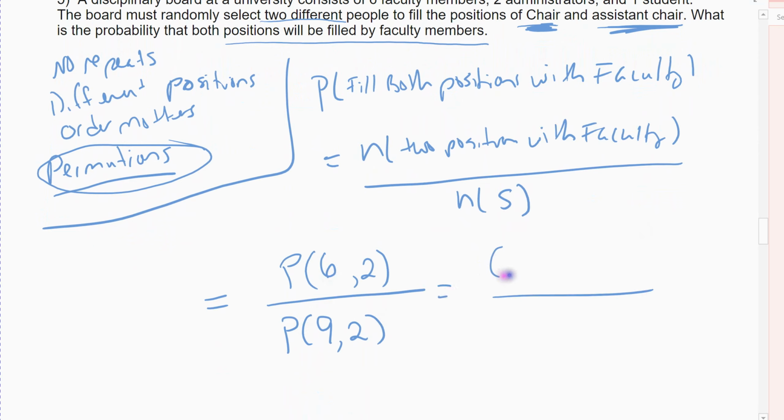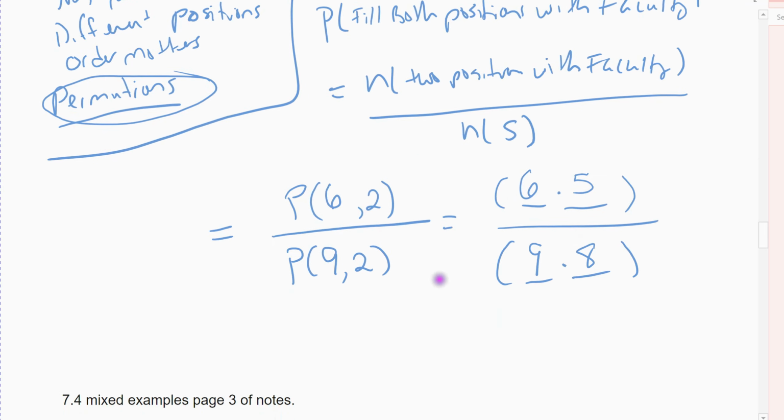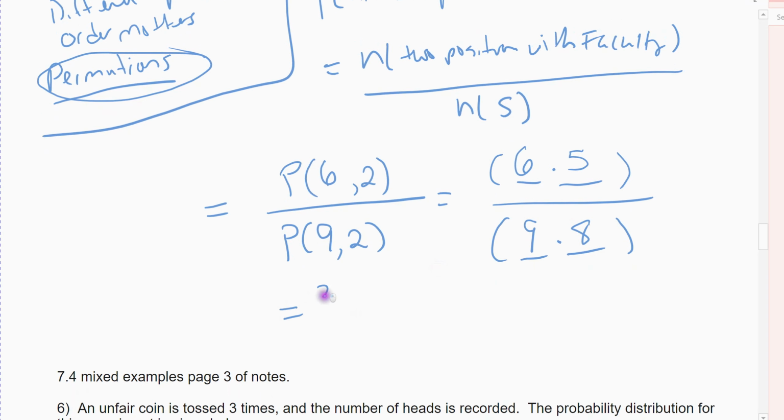An alternative to this, remember with permutations, I could use the subtraction case. Alright, so the universal set would be I would fill two positions with anybody, and so the first position, the chair position, there would have been 9 people to select from. Fill the chair, 8 left over for the assistant chair. Right, that would be the universal case. Up top is I'm filling them with just faculty, so the first position would be filled by a faculty member, and there would be 6 of them to choose the chair. I pick the chair, which means there would be 5 left over to fill in the assistant chair. Right, and so when you multiply those out, that comes out to 30.